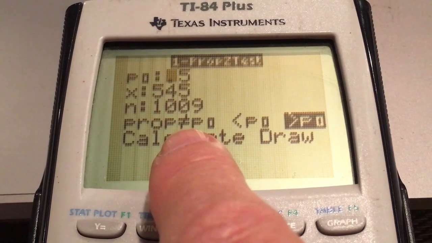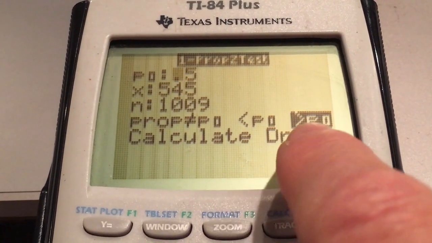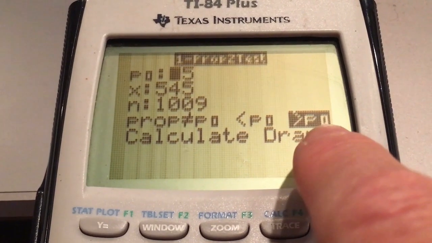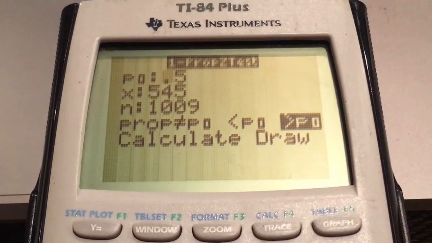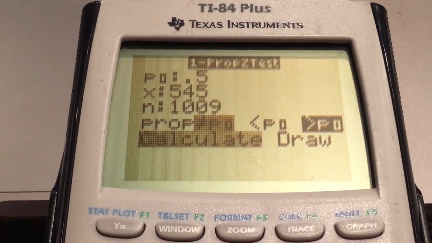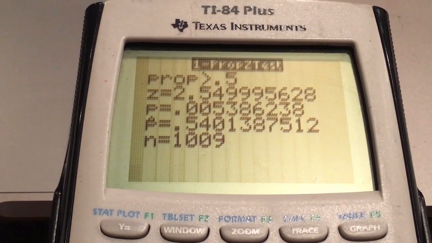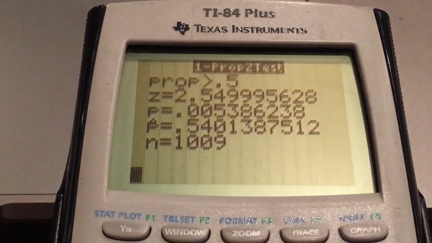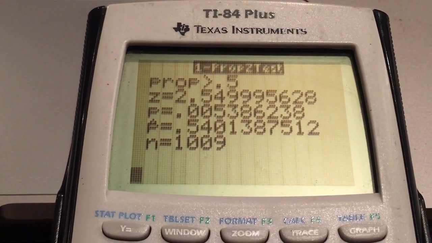Is the proportion not equal to 0.5? Is it less than 0.5? Is it greater than 0.5? It's always going to be the H sub A that I'm testing there. And then I come down here and I hit calculate. And when I hit calculate, I get exactly what they have up here on our screen.